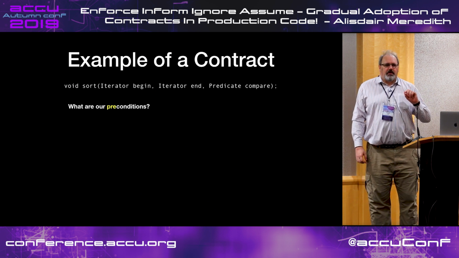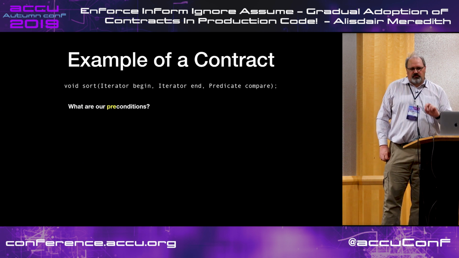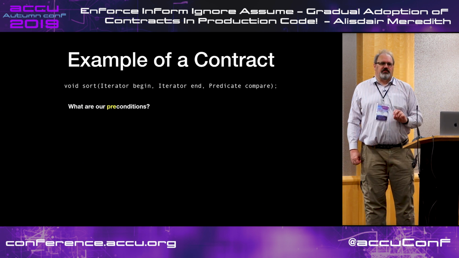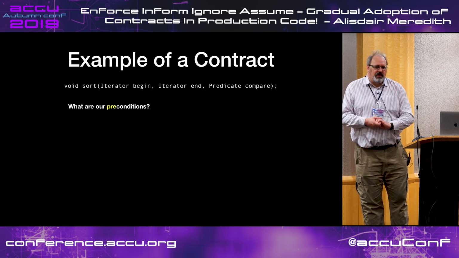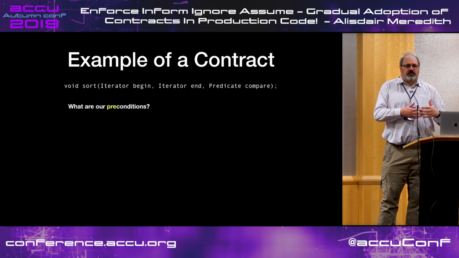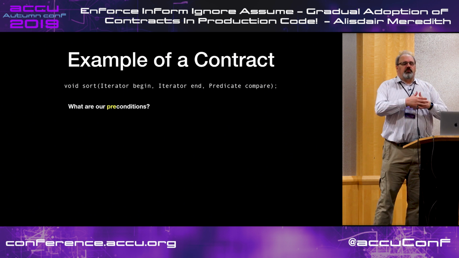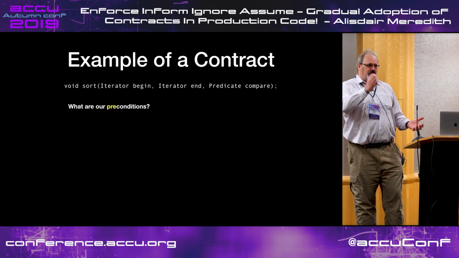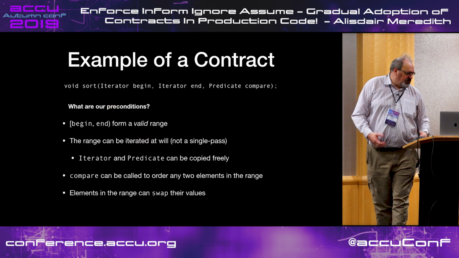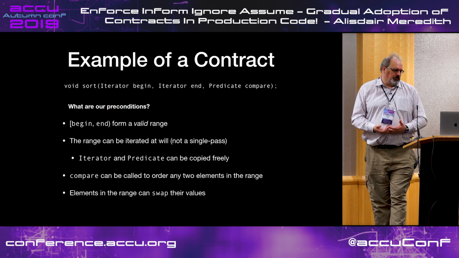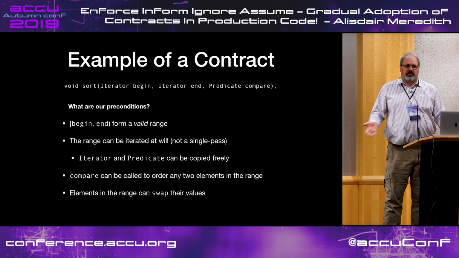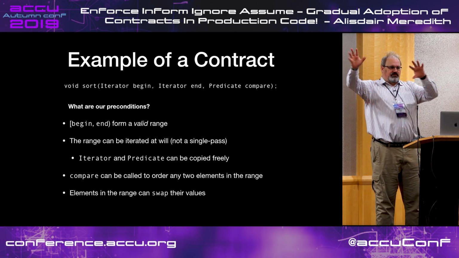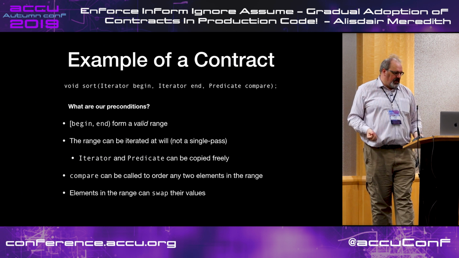Well, I might require that. I also know sort algorithms that work with forward iterators. I can do a merge sort, for example. But it does require the ability that I can iterate the sequence more than once. It's part of where this is coming from. The ones I had: begin and end form a valid range. The range can be iterated at will. It's not a single pass iterator, because once I've gone past, I need to start moving elements around, perhaps revisit.